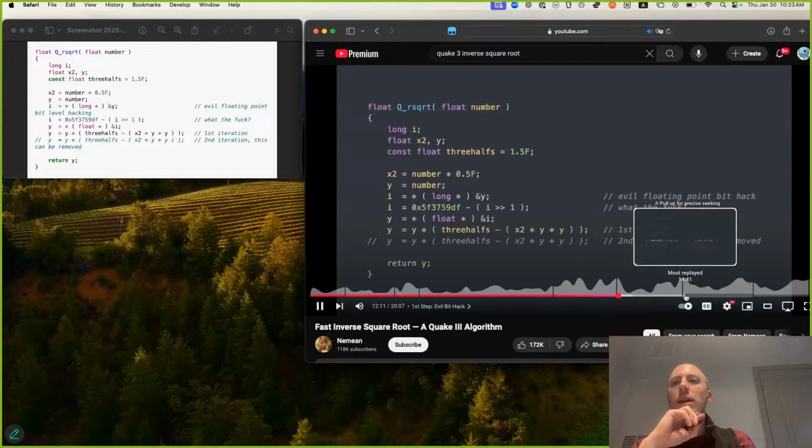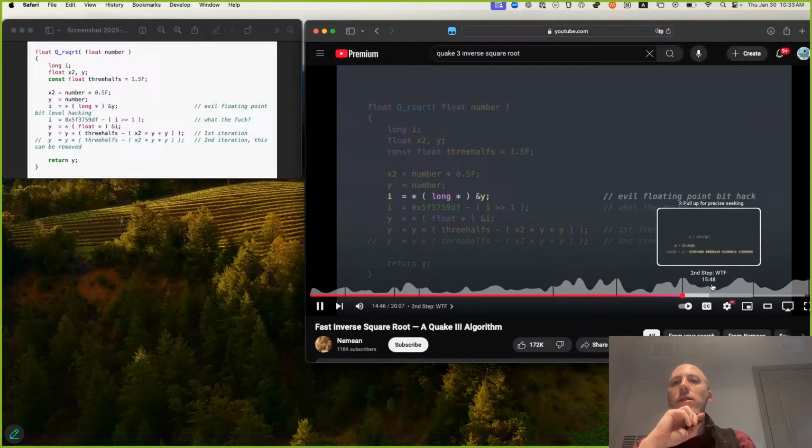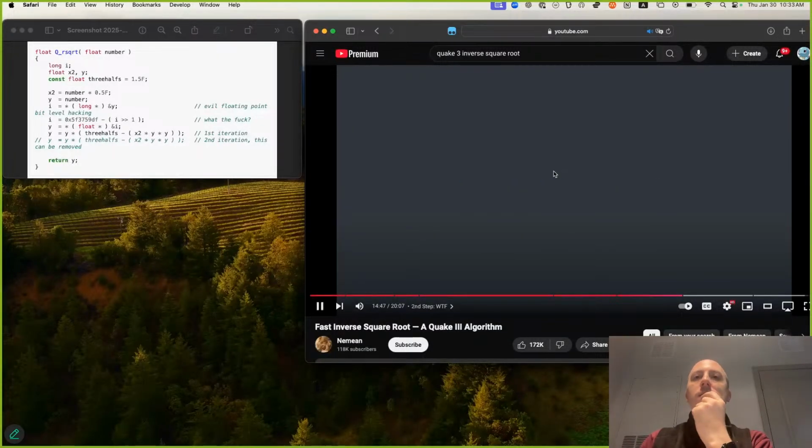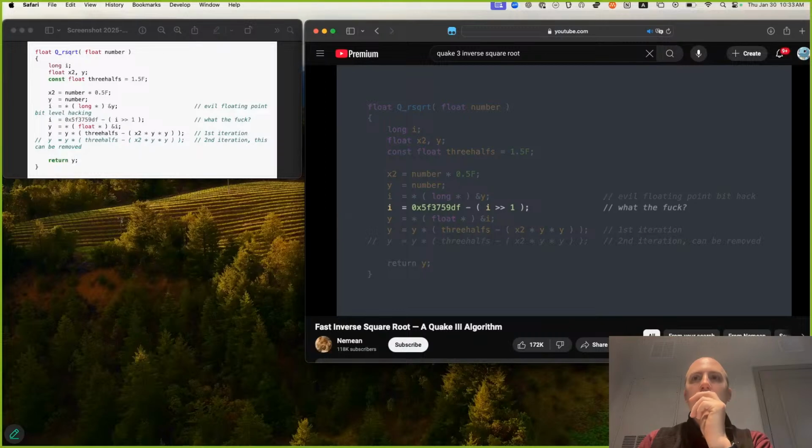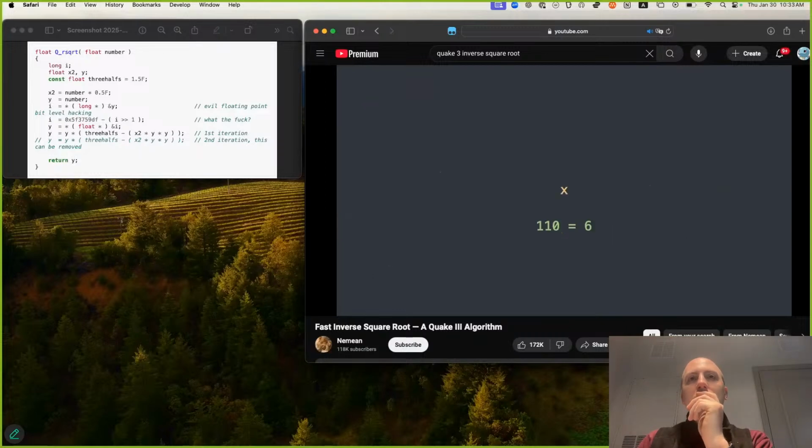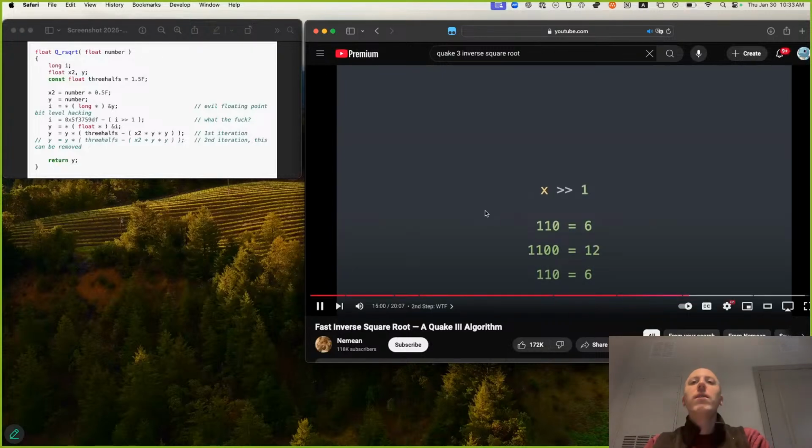Okay, evil bit hack. All right, let's see if we can get here. The intuition behind the second step is the following. Remind yourself, bit shifting a number to the left doubles it. And shifting it to the right.